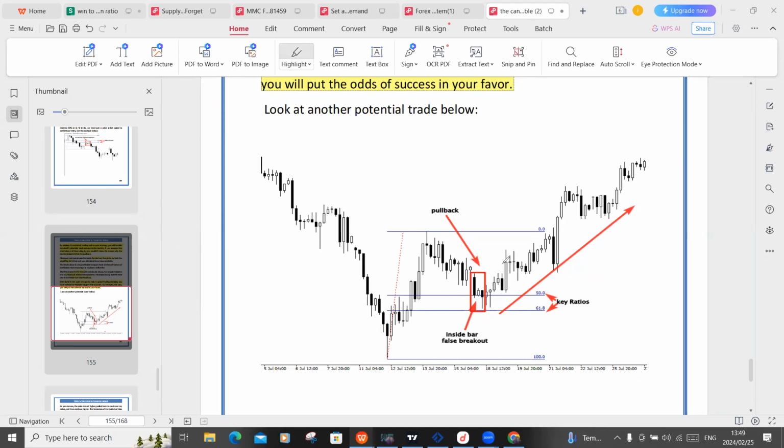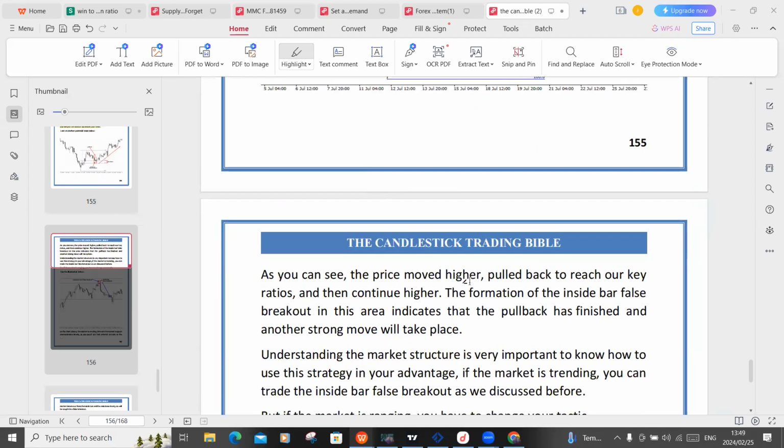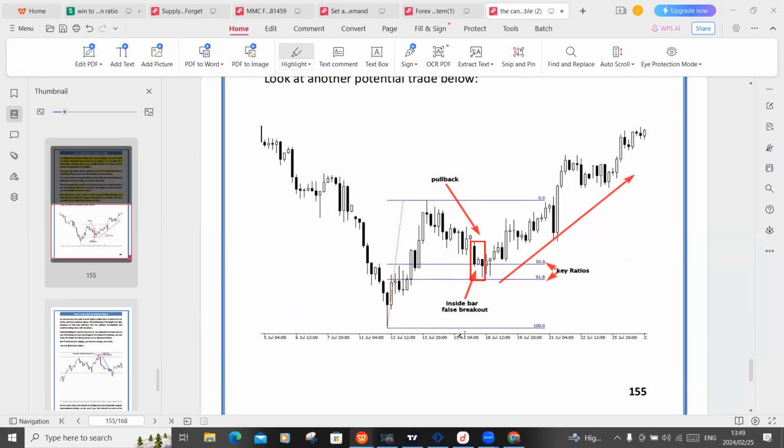They're trading a reversal. My reasoning is, how did they figure out that this is the impulsive zone and this is the retracement? I'm sure you guys would have the same question as well. But anyways, let's see how the author explains this. So as you can see, the price moved higher, pulled back to reach our key ratios, and then continued higher. The formation of the inside bar false breakout in this area indicates that the pullback is finished and another strong move will take place. Okay. Honestly, here I do not have a reasoning, but for me, it looks like it's a reversal. So they just measured this move, I guess.